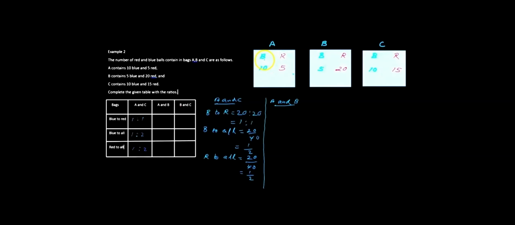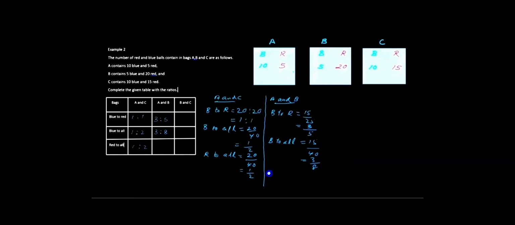Next come to first row cell 2. In this, the ratio of blue to red in bags A and B should be entered. This is equal to 15 to 25, which is equal to 3 to 5 in simplest form. Next go to cell 2 of second row. Blue to all in A and B is equal to 15 is to 40, which is equal to 3 is to 8 in simplest form.